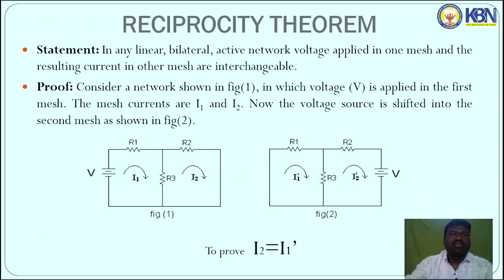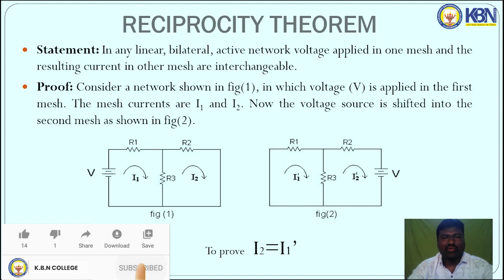Reciprocity theorem. In any linear bilateral active network, the voltage applied in one mesh and the resulting current in another mesh are interchangeable. Here figure 1 shows a single voltage source and the resistances R1, R2, R3, and the currents flowing through the circuit are I1 and I2 respectively. In figure 2, the currents are I1 dash and I2 dash with the voltage source of V.